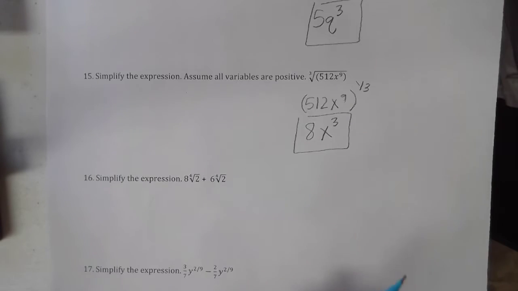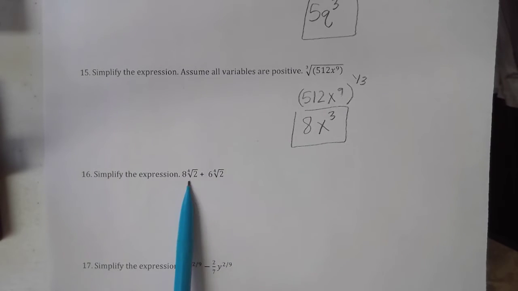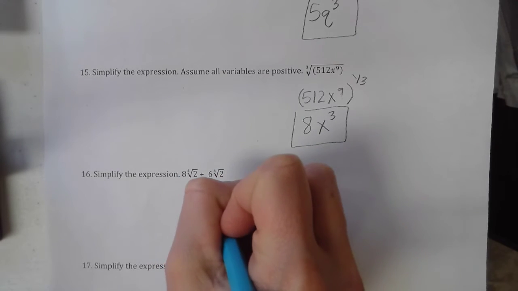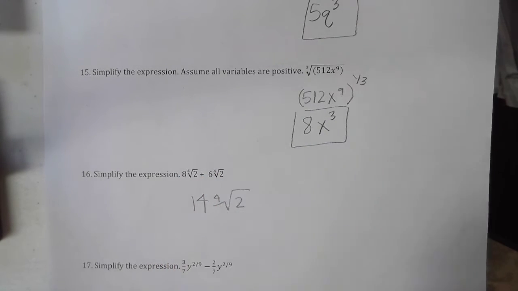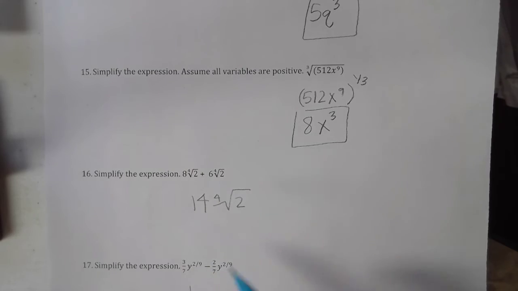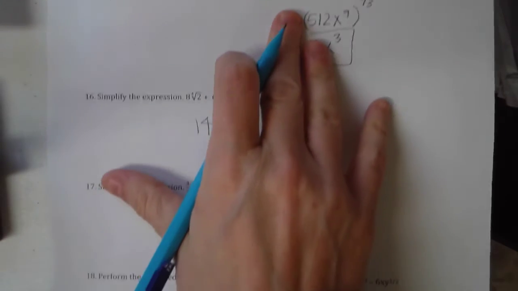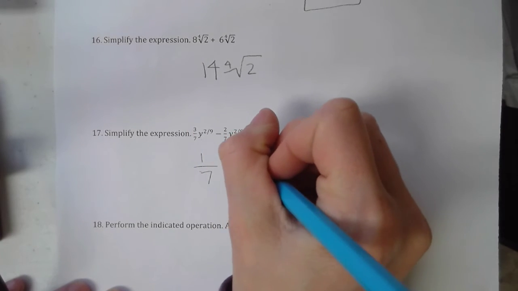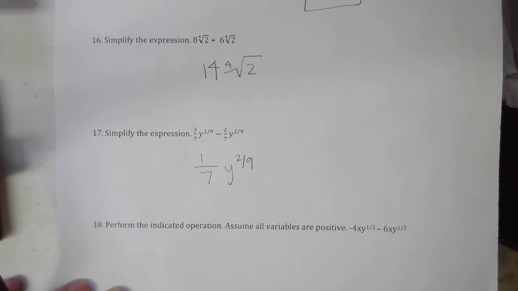16 is very easy. We have the same base right here. So I can just add those two, and my answer is going to be 14 4th root of 2. Okay? Same thing with 17. We have the same variable with the same exponent, so I can just subtract those. Do not mess with that exponent, it stays the same. 3/7 minus 2/7 is 1/7. So I have 1/7 y to the 2/9. Your exponent stays the same.